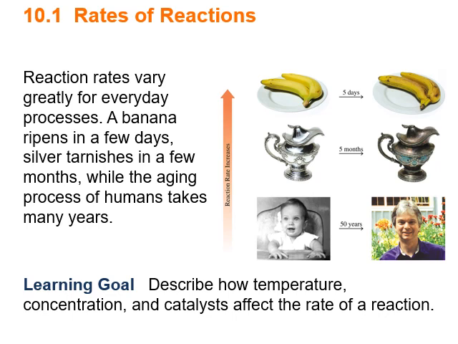Reaction rates really refers to how fast a reaction proceeds. You can see that a banana ripens relatively quickly in this diagram, whereas the tarnishing of silver takes a little bit longer, months, and aging, which is a kind of reaction, takes even longer. So the objective here is to determine what kinds of factors affect reaction rates.